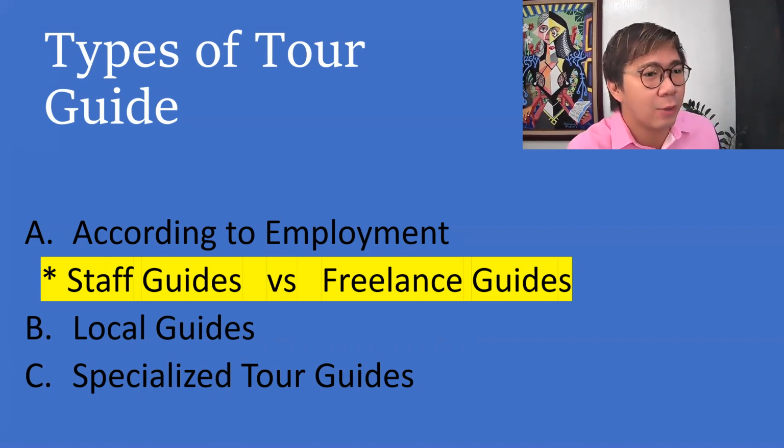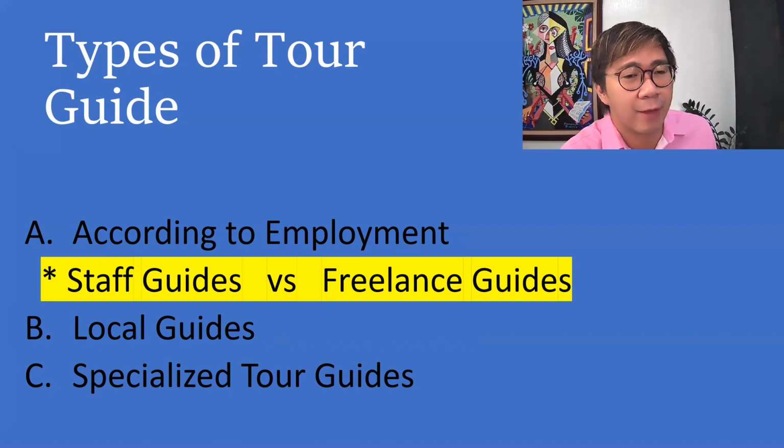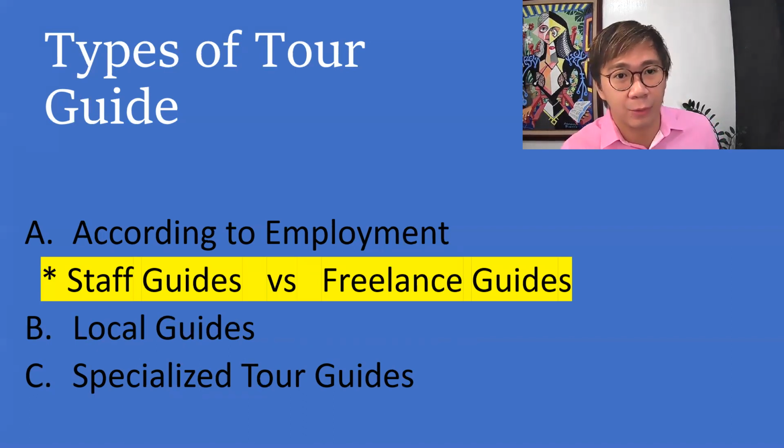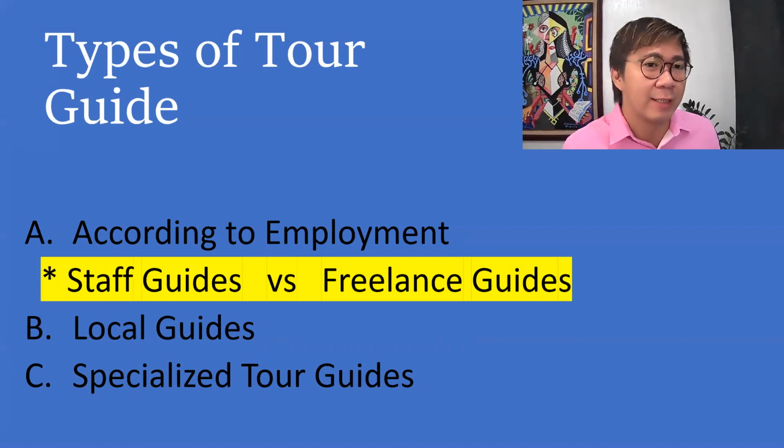Now, next is the local guides. Local guides are referring to those individuals or residents or citizens of a certain place that guide their tourists. For example, I am a local guide at Intramuros. My friend is a local guide in Beijing. Because my friend in Beijing has been a resident of Beijing for 10 years, he's much more qualified or knowledgeable to guide people around Beijing. So that's the advantage of local guides.